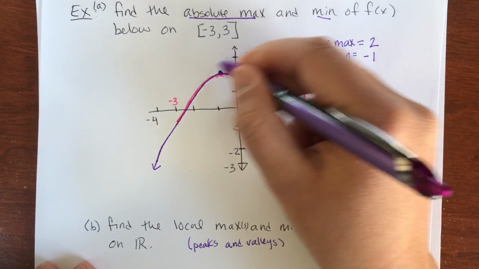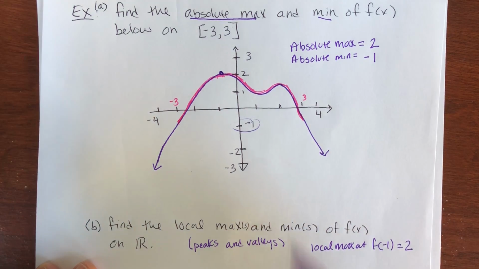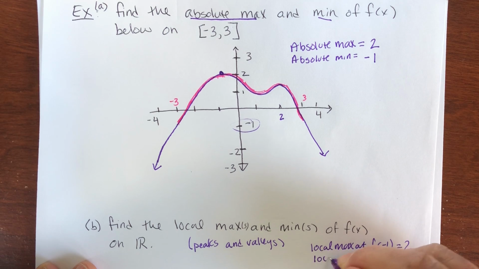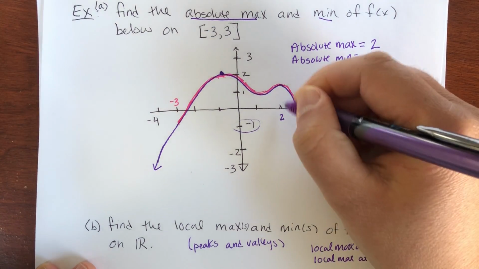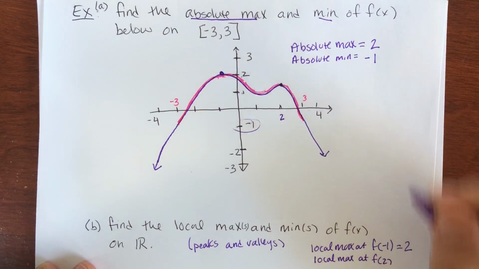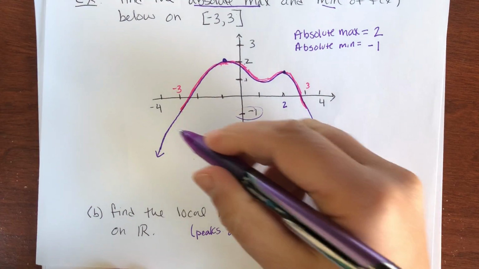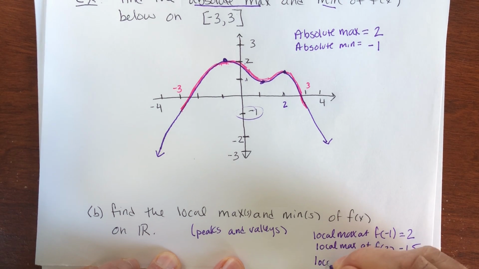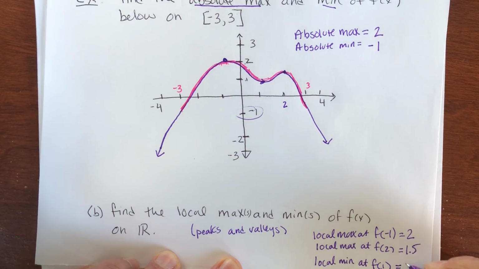Okay, so we have a peak here at this x, or at this output of 2, so we'll say f of -1 is equal to 2. We have another peak here at x equals 2. So we have another local max at f of 2, and it looks like my output there seems to be somewhere between 1 and 2, so we'll call it 1.5. And finally, those are our only two peaks, but we have one valley over here at x equals 1. So that's our local minimum. And the output at 1 is actually equal to +1 as well.